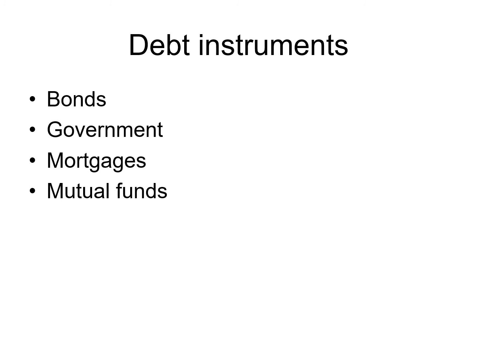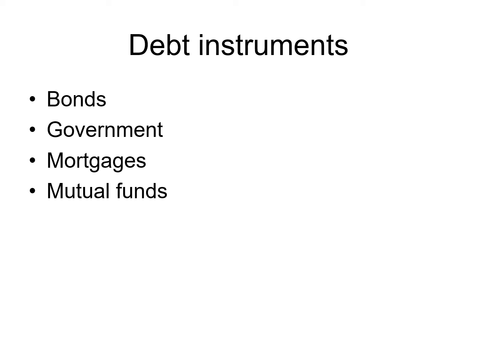First of all, we will discuss debt instruments. There are majorly four types of debt instrument. One is bonds, that are corporate bonds, then government bonds, which are also called treasury bonds, mortgages, and mutual funds. When we talk about corporate bonds, these are bonds which are issued by different public limited companies and corporations, and these are debt instruments, and the companies pay interest on these bonds.